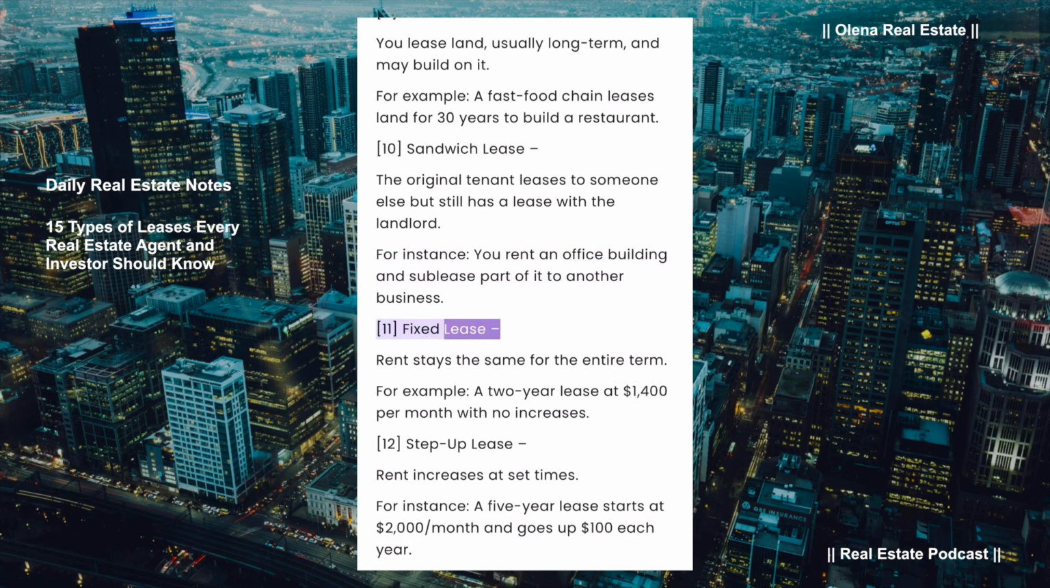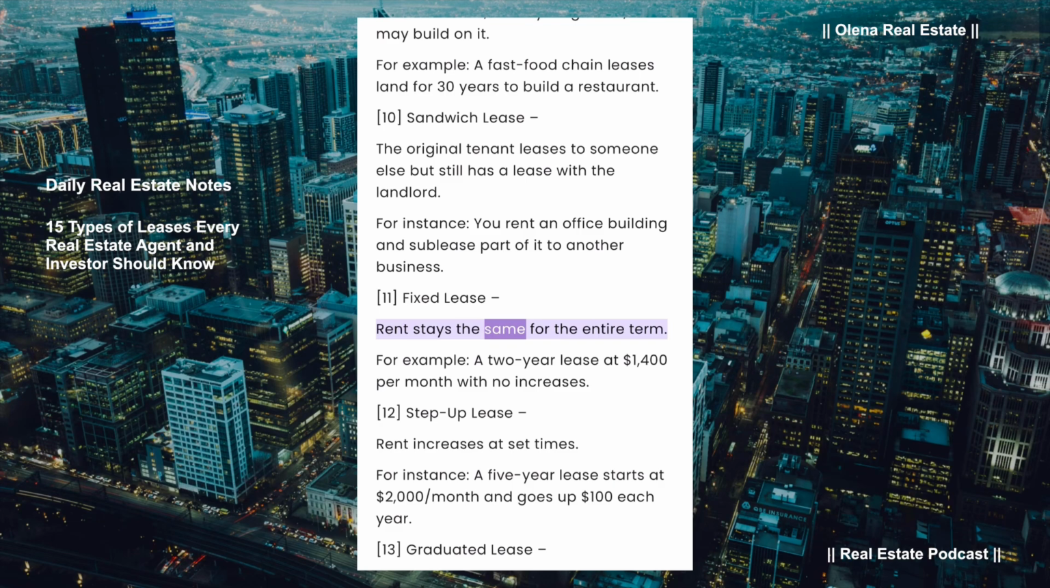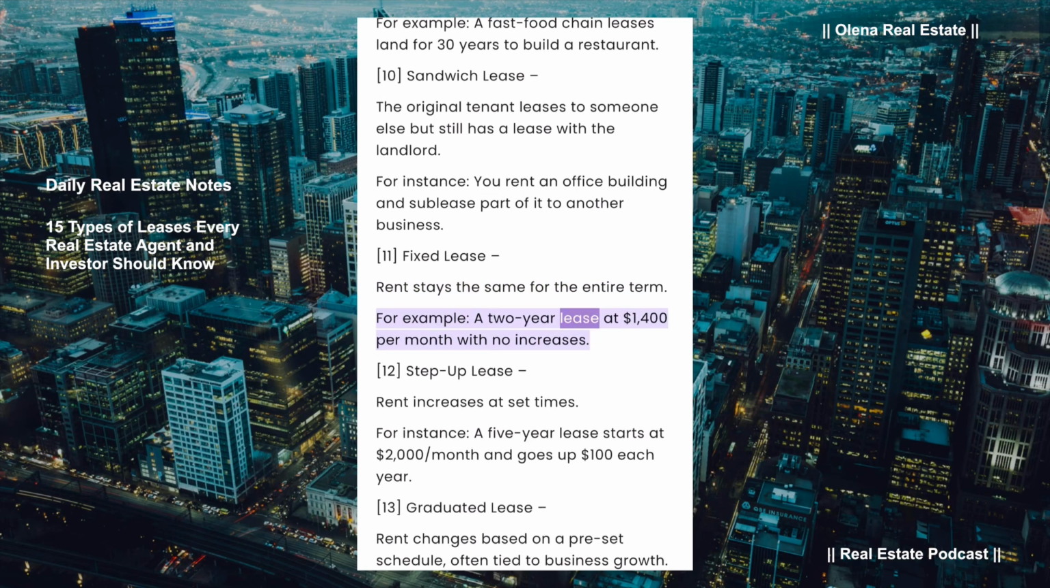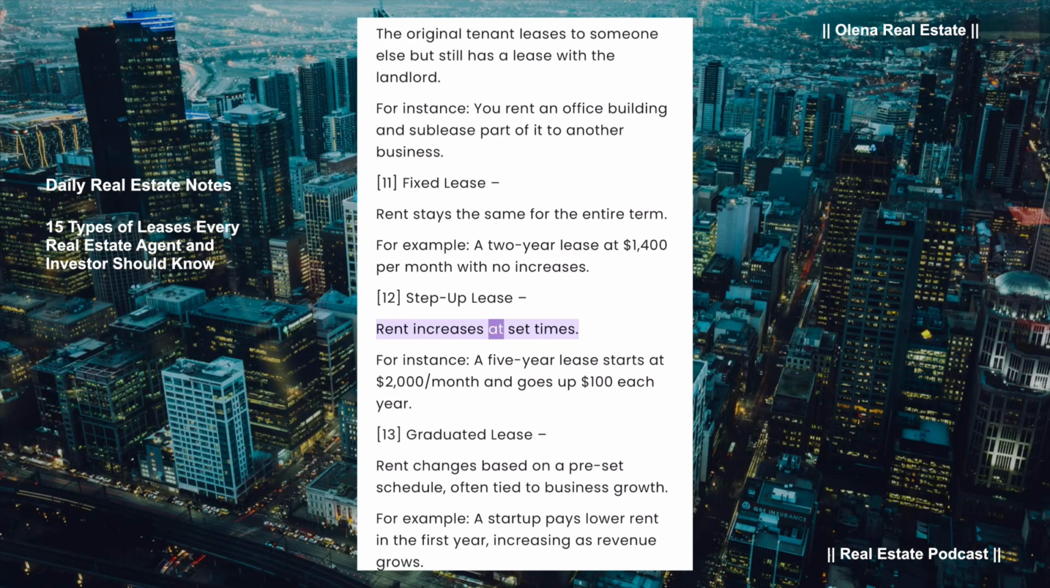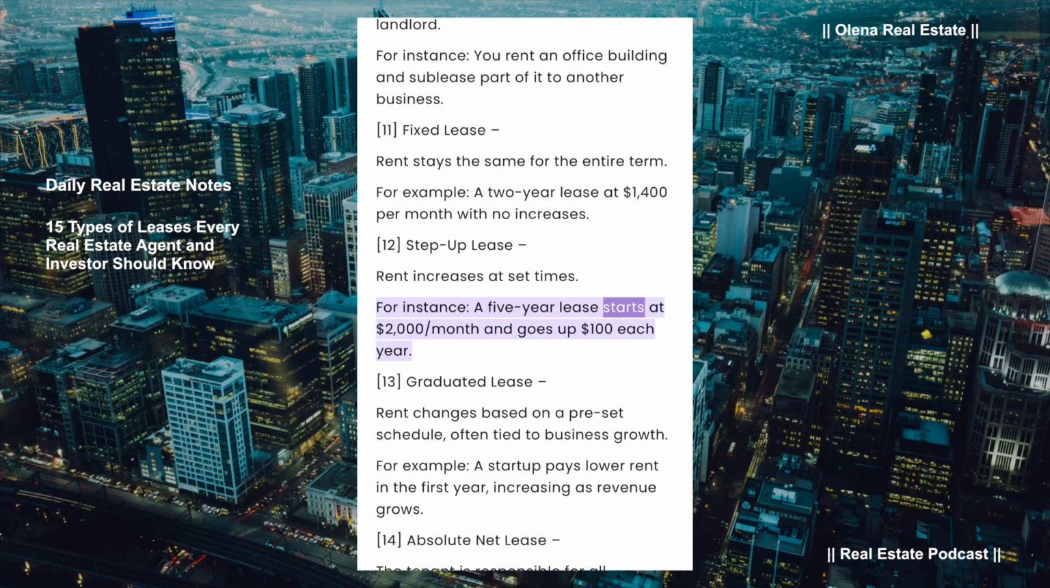Fixed lease. Rent stays the same for the entire term. For example, a 2-year lease at $1,400 per month with no increases. Step-up lease. Rent increases at set times. For instance, a 5-year lease starts at $2,000 a month and goes up $100 each year.